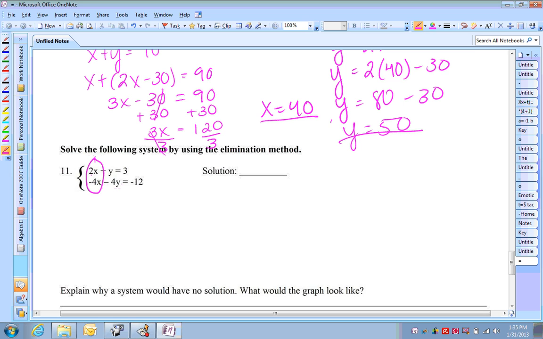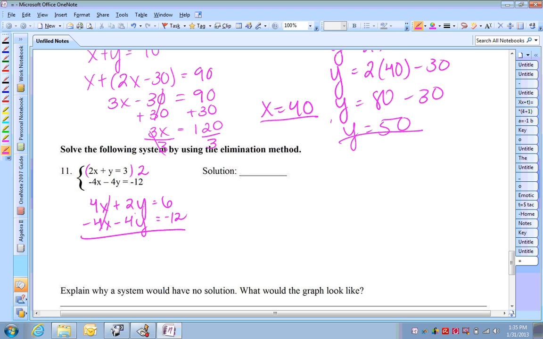So in order to create a zero pair, this top x value needs to be positive 4. And to make that positive 4, I would multiply this by 2. And since I can't just multiply part of an equation by 2, I have to multiply the whole thing by 2. So I'm going to multiply this whole thing by 2. And I get 4x plus 2y equals 6. Now I didn't multiply my bottom equation by anything, so I'm going to bring that down.